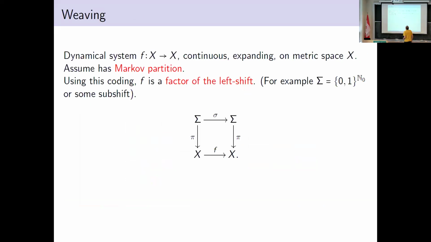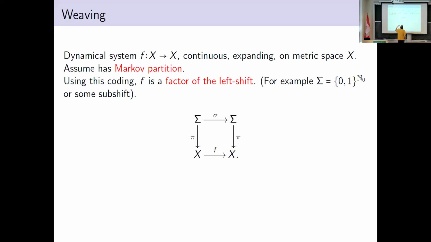Let me give you the more general definition of the weaving. We have a dynamical system, just a continuous map, expanding in a certain way on some metric space, and we assume it has a Markov partition. If we have a Markov partition, we can code the map by the left shift. So here's our symbolic dynamics. For example, in the example we had before, it was one-sided binary sequences.